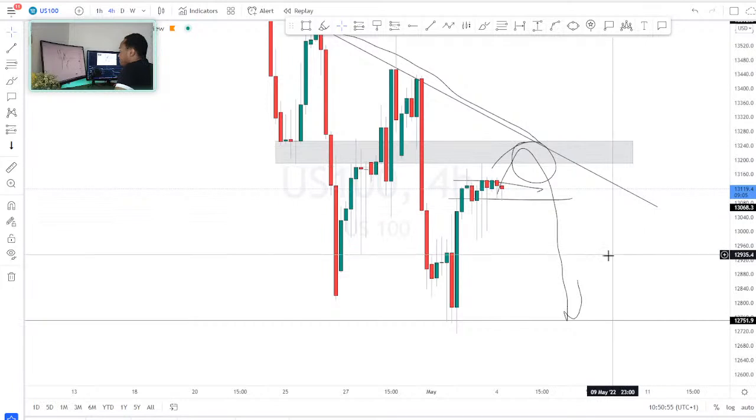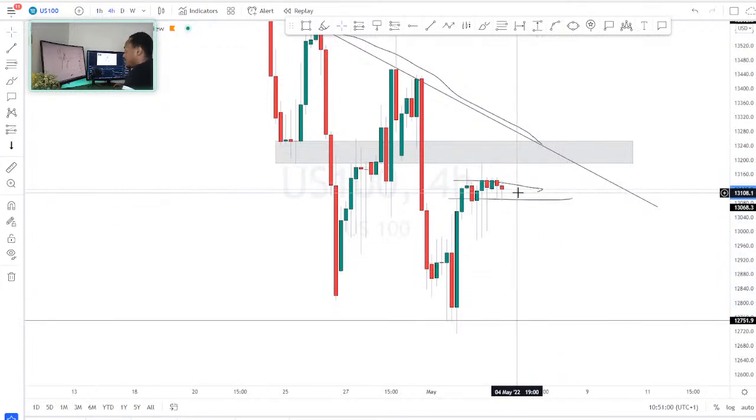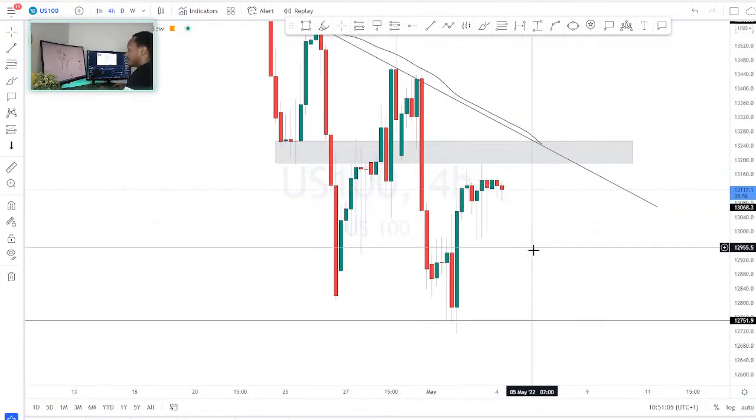But I do think we'll probably do one more roll over. Whether we break through that support, that's another question. But I am still favoring shorts to the downside for US 30.